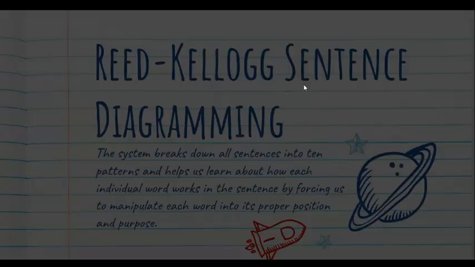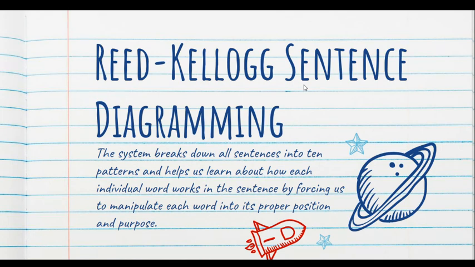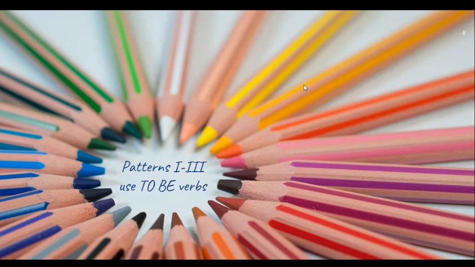All right. Now, Reed Kellogg diagramming. It is this system of diagramming, taking a sentence apart and actually learning how the individual words of the sentence all work together. And we have to actually manipulate each word into its proper position and its purpose. It really forces us to understand the sentence in its individual parts and how all those parts work together. It's brilliant. So the English language can be broken down to 10 patterns. So as I said, today we're going to take a look at just simply pattern number 1 of 10.